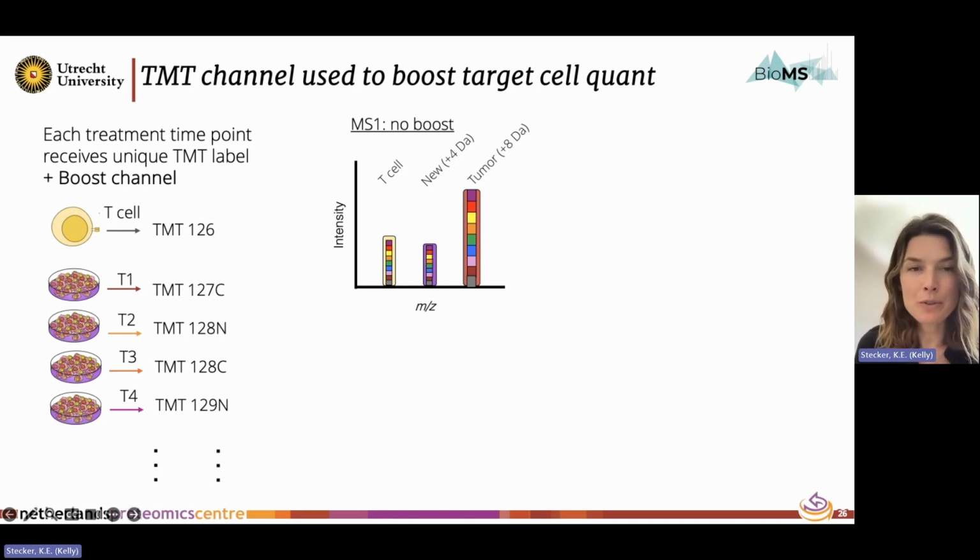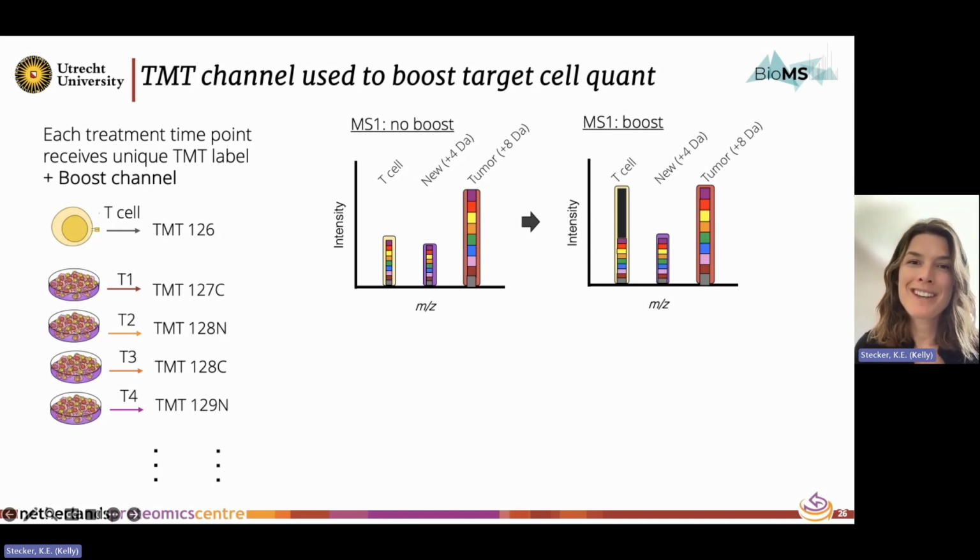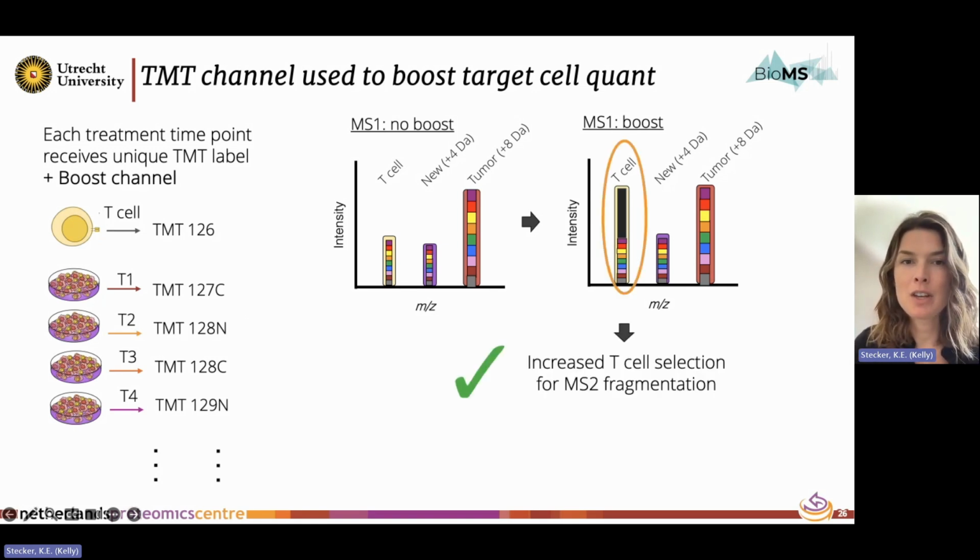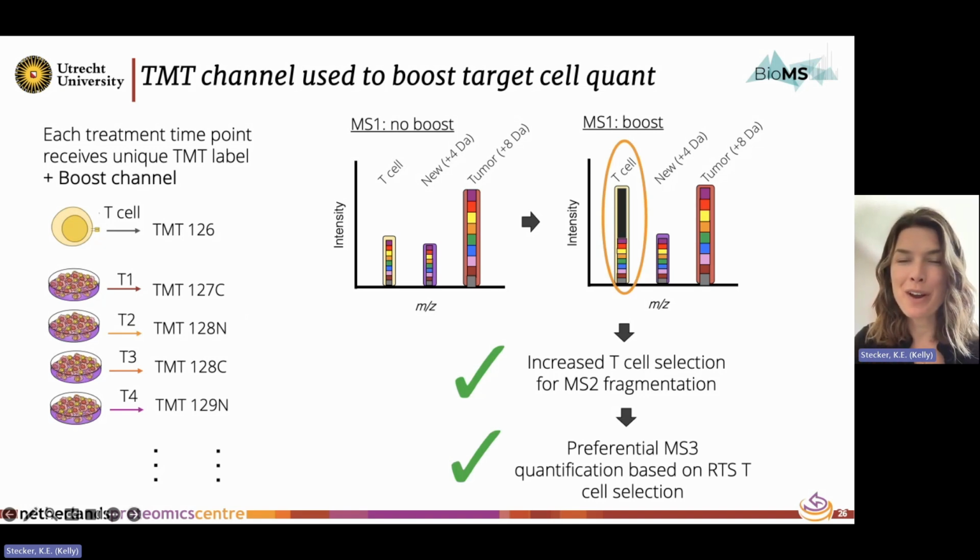And what that enables us to do is to increase the amount of T cell precursor that we see in our MS1 scans. What I'm showing here is modeling, and in black is the label that's added from our boost channel. Now this precursor T cell peptide is far more abundant and more likely to be selected for MS2 fragmentation. So we've increased the T cell sampling by boosting the channel in the MS1. And if we do this in combination with our real-time searching, in which we preferentially select T cell content, then we have a second method for enriching our target cell population.